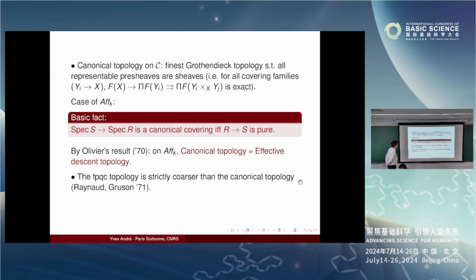Now there is a not so trivial remark, which is due to Reynaud and Gruson, that the fpqc topology, of course, is coarser than the canonical topology, but it is strictly coarser.